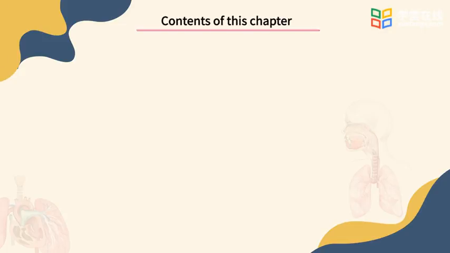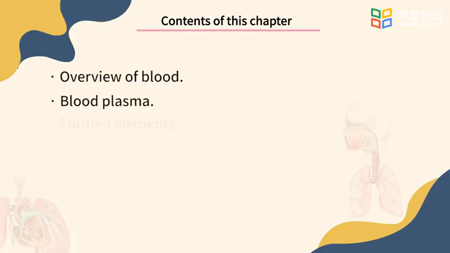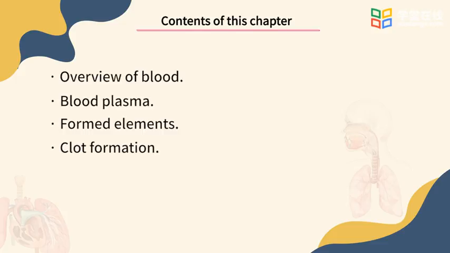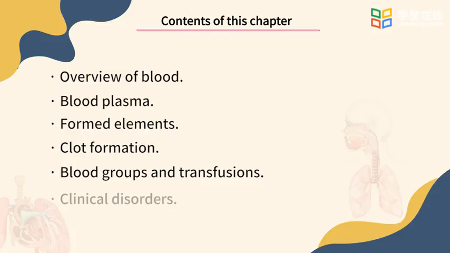At the end of this chapter, you should be able to describe the composition and functions of whole blood, go into detail about the components of blood, like plasma and formed elements. Specifically, we will discuss stages in clot formation, as well as special considerations during blood transfusion. Some diseases will be included as well, aiming to give you a better understanding of how these different blood components come together to function.